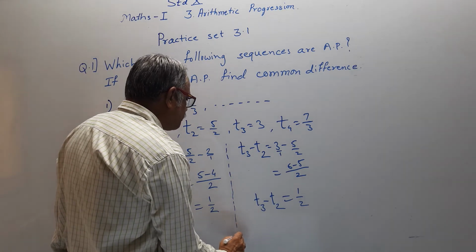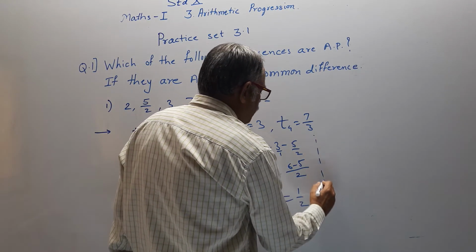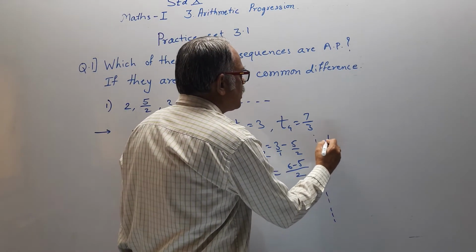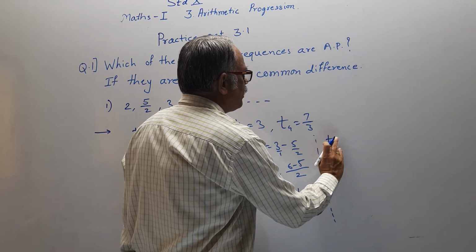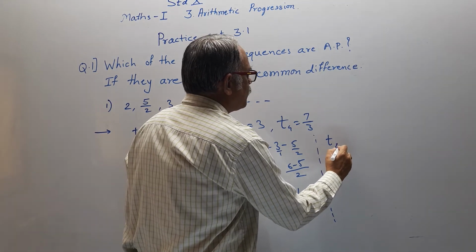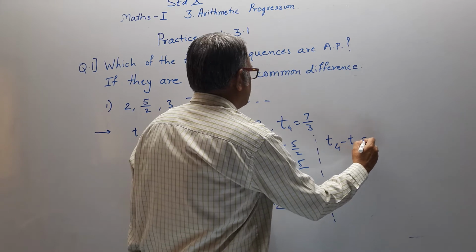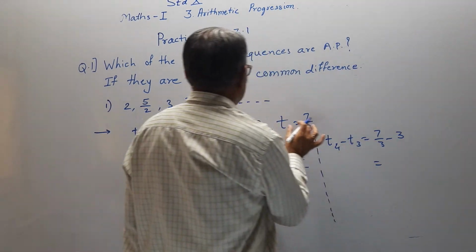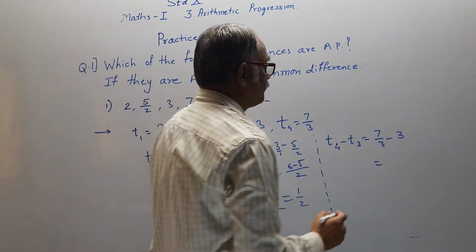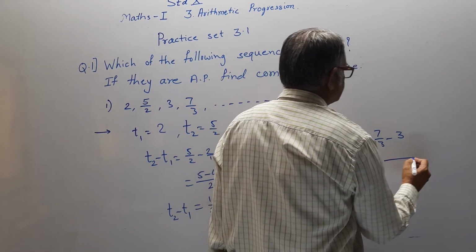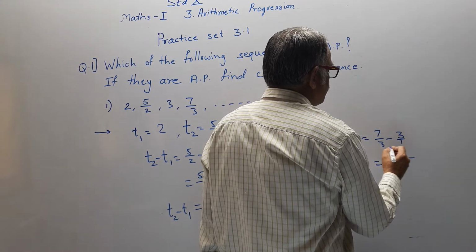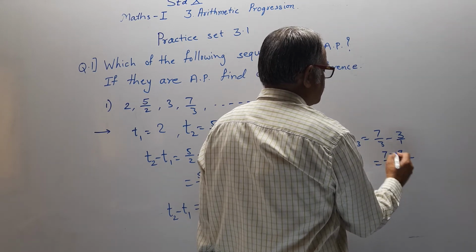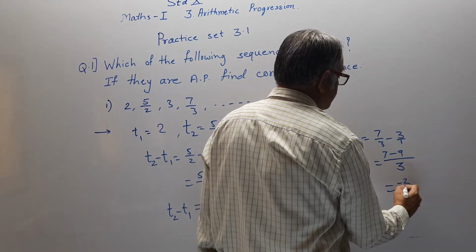We have to continue with all the given terms. So what is next? T4 minus T3. Now neatly observe. T4 minus T3. 7 by 3 minus 3. So what is it? 3 has denominator 1, 3 into 1, 3 is the LCM. 7 ones are 7, minus 3 threes are 9. It is coming minus 2 upon 3.